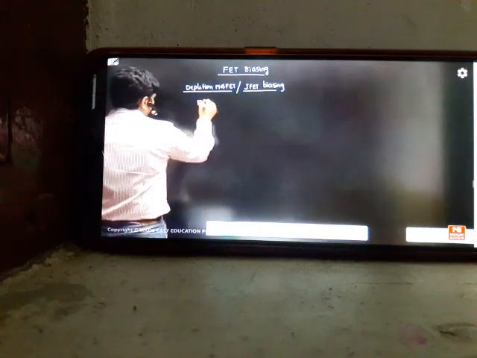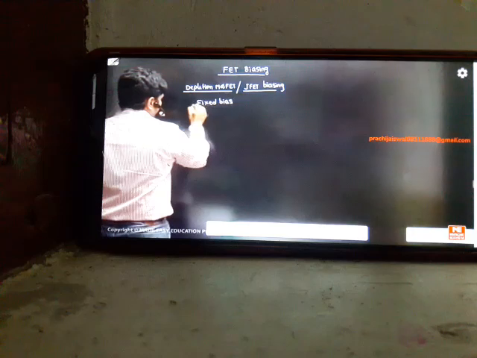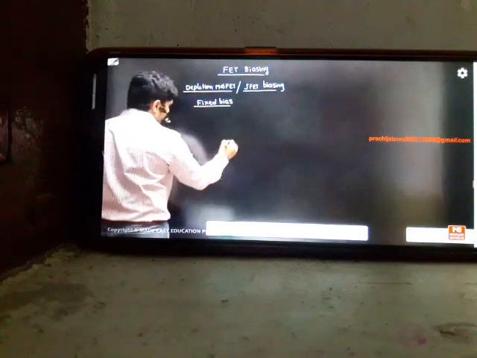The first topic we are doing is fixed biasing. So how to design the operating current and voltage by a fixed bias circuit. Let's see how the fixed bias can be designed.